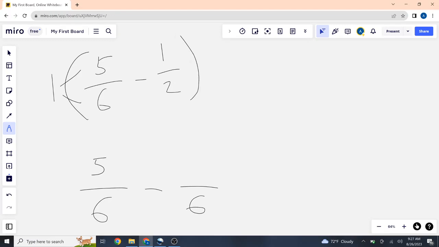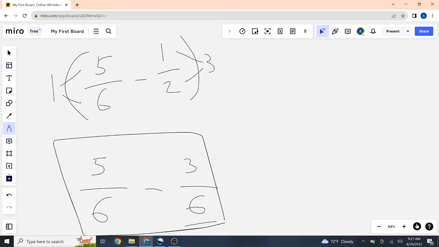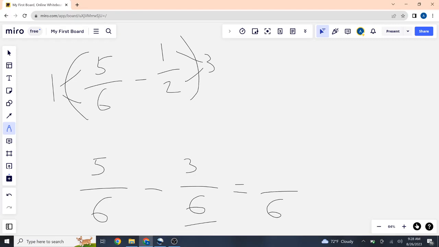But on this side, what we had to do was multiply it by a 3, because 2 times 3 gives us that 6. So 1 times 3 will give us a 3. And now we have our new equation down here, which is 5/6 minus 3/6. Again, our denominators are the same, so our answer is going to be something over 6. We just subtract our numerators now. 5 minus 3, well, that equals 2. So we have 2/6 here.